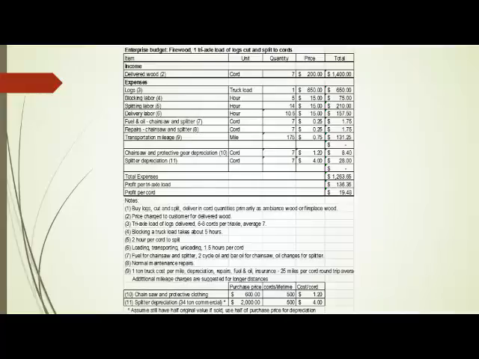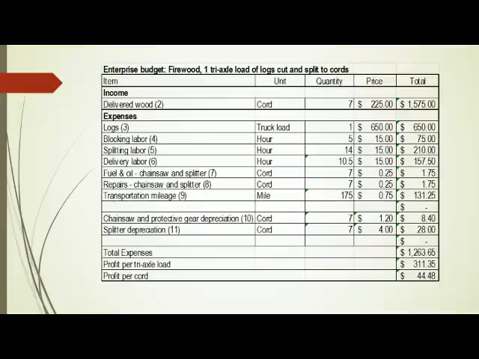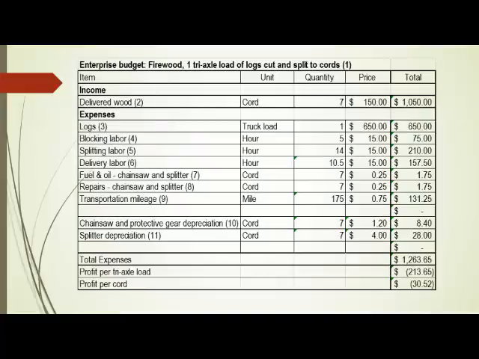Okay. Well, this is just taking the top part of that. So you have the $200, $1,400 total, making $136, about $19 a cord. What happens when you raise the price to $225? Of course, your profitability goes up, right? Still not a lot of money. What happens when you sell it for $150 a cord? You're losing money.